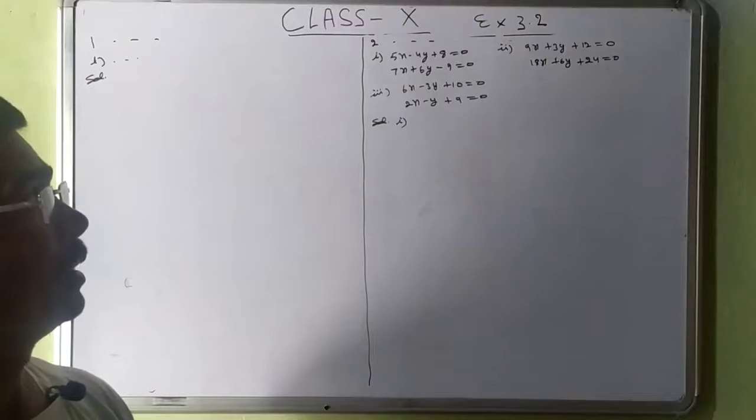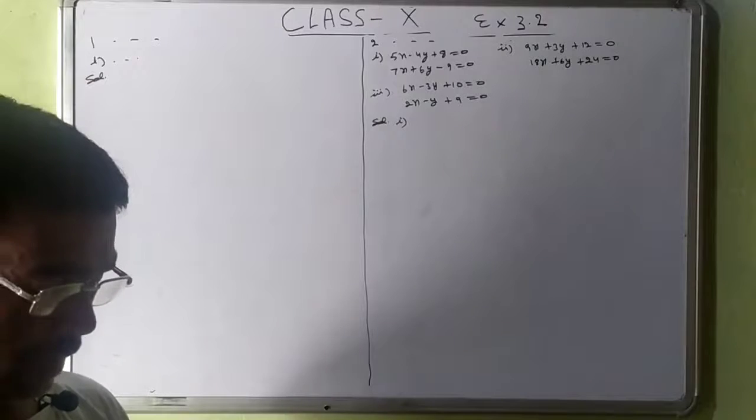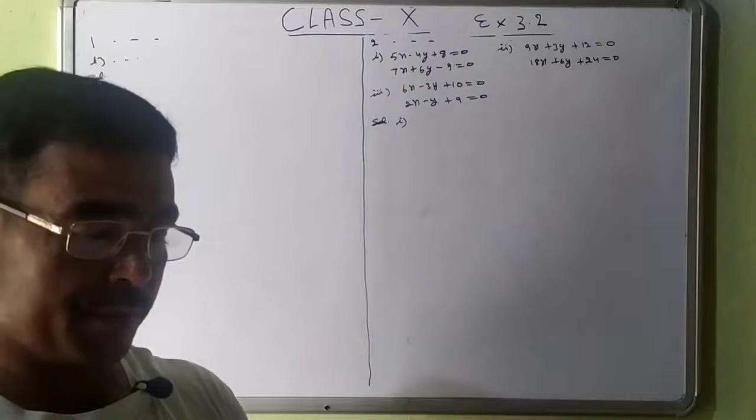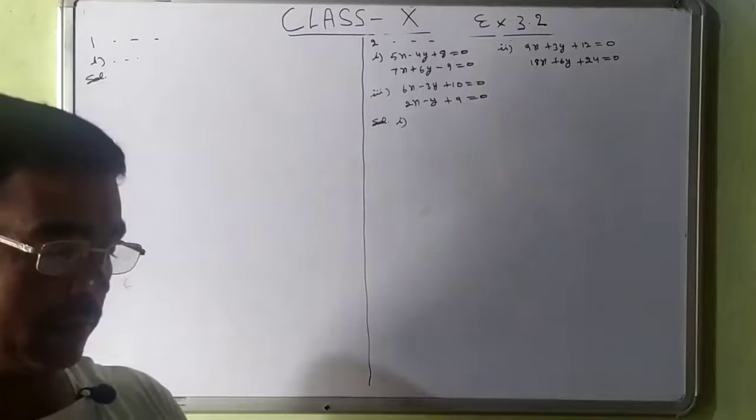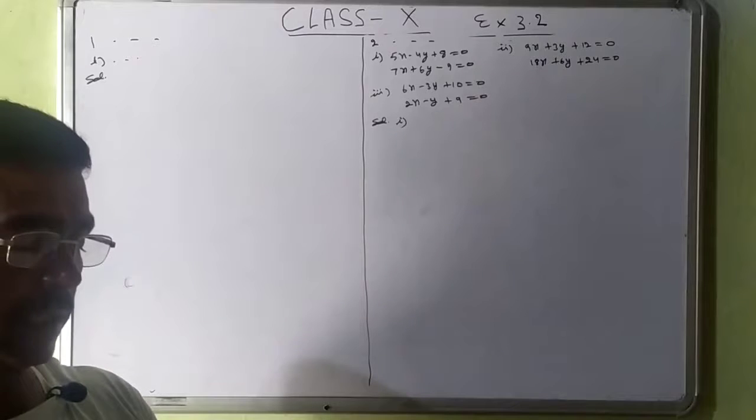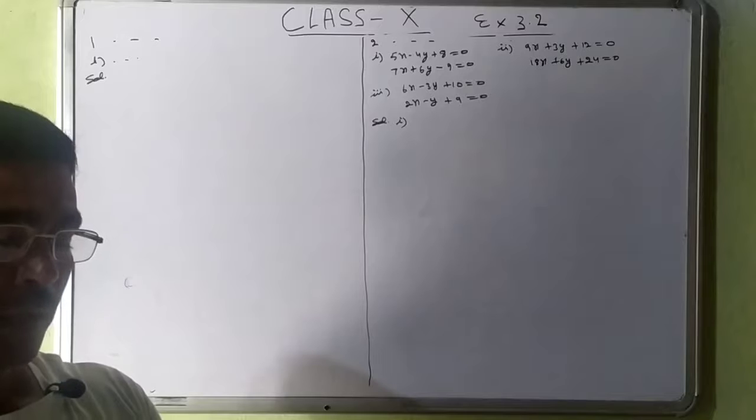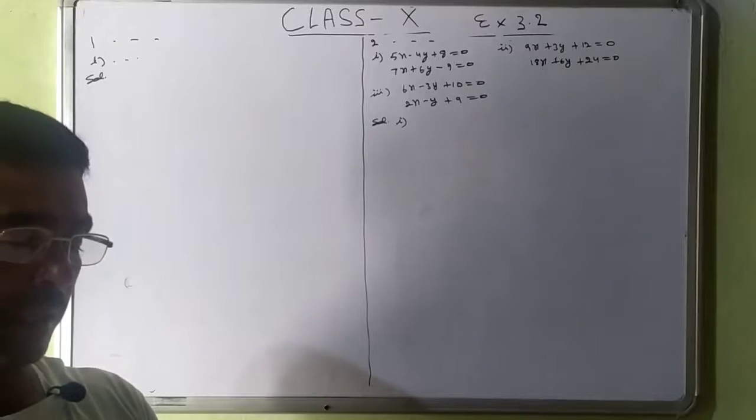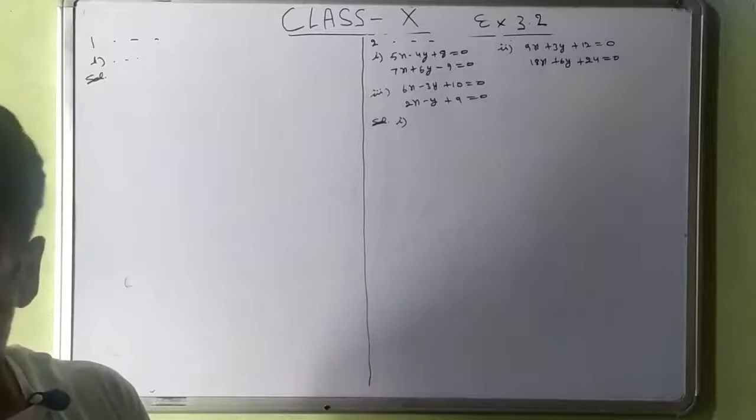Today exercise number 3.2. First question: from the pair of linear equations in the following problems, find their solutions graphically. First part: 10 students of class 10th took part in a mathematics quiz. If the number of girls is 4 more than the number of boys, find the number of boys and girls who took part in the quiz.